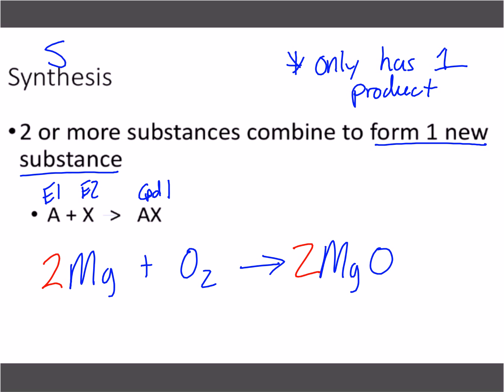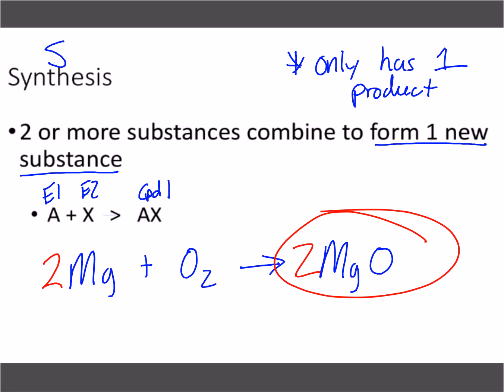Absolutely, 2, 1, 2. So guys, this is, again, just an example of 2 elements forming a binary compound. Binary means what? 2. So 2 elements are in the compound. But again, the key is right here. There's only one new product that is formed. That is unique with only synthesis reactions. Everything else will have more than one product. All right? We'll move on to the next one.